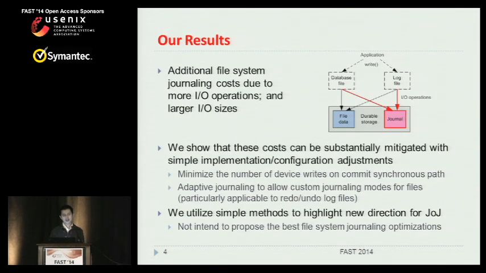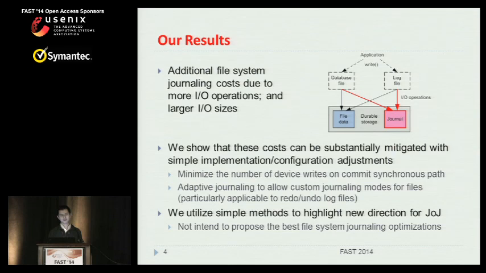The additional costs of adding file system journaling to these applications are primarily due to the additional I/O operations and larger I/O size written to the storage. The main result of our work is that we think these additional costs are not fundamental. The observed cost of adding file system journaling to these applications in practical systems is primarily due to an artifact of insufficient implementation or configuration. And these costs can be substantially mitigated with very simple implementation and configuration adjustments.